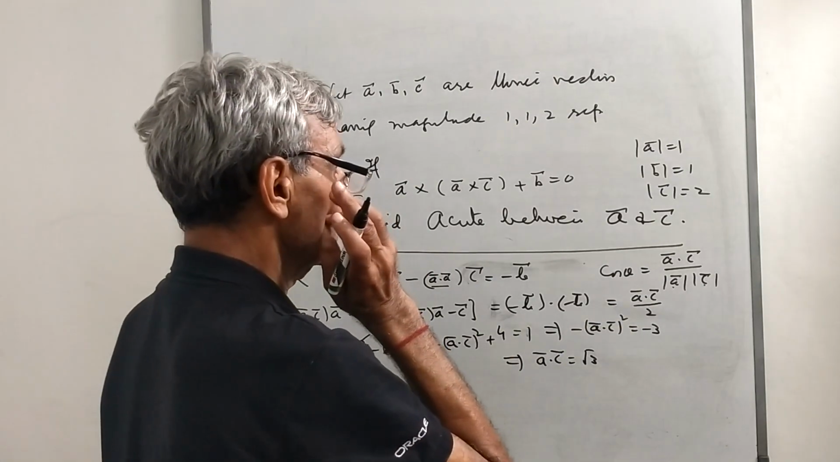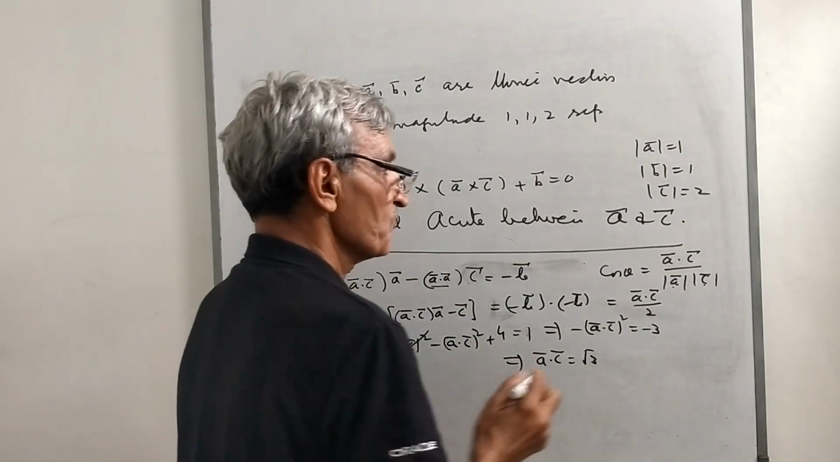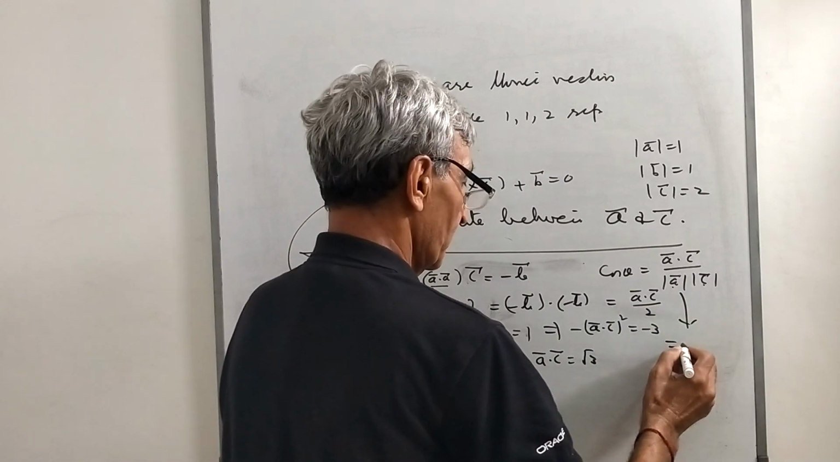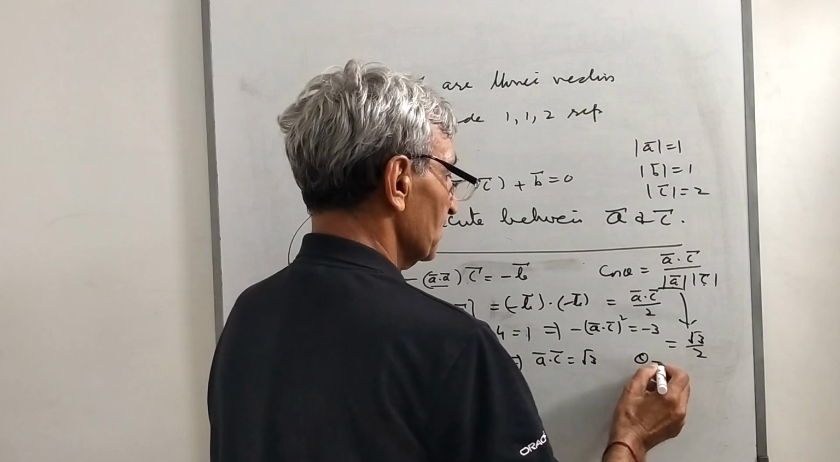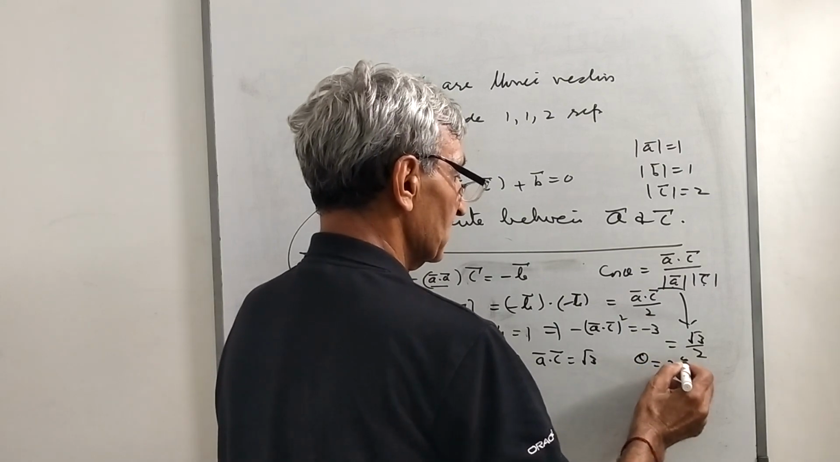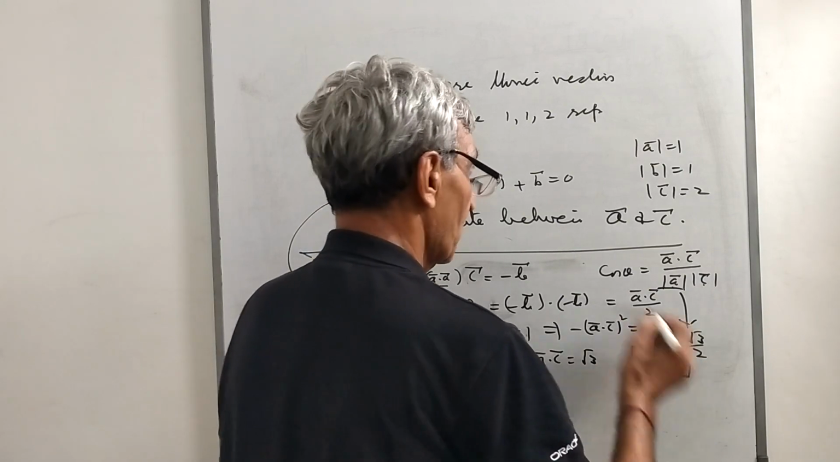Therefore A dot C is equal to root 3, I got it. So my answer here will be cos theta is equal to A dot C, root 3, divided by 2. Therefore theta is equal to 30 degrees, pi by 6. This is my answer.